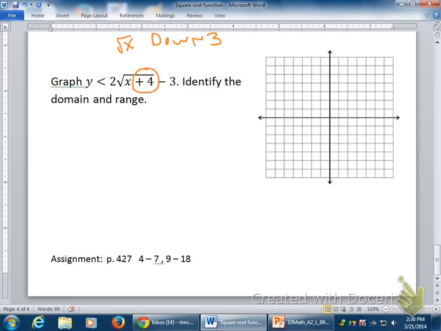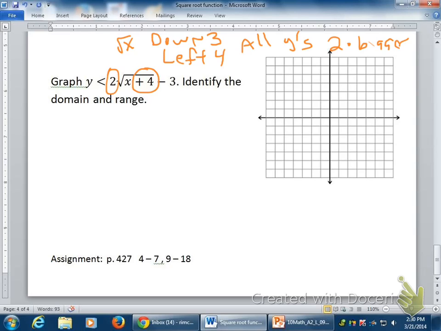What does this 4 right here do? Okay, it moves it to the left 4. And now let's talk about this 2. What does the 2 do? It means that all the y's are 2 times bigger.